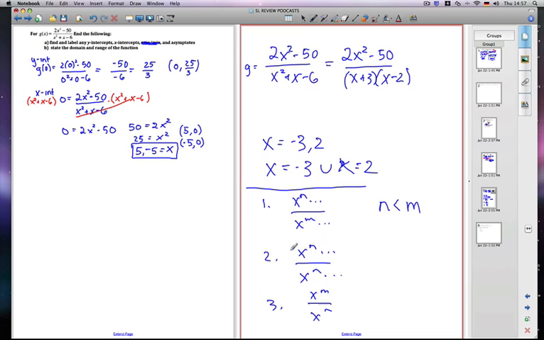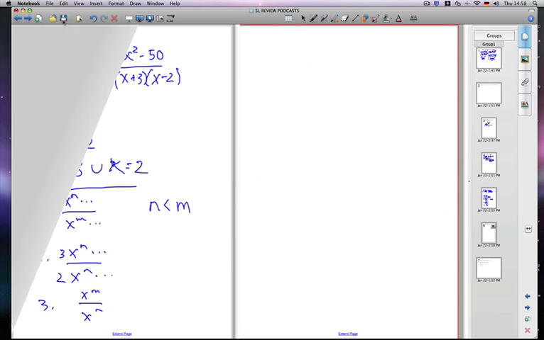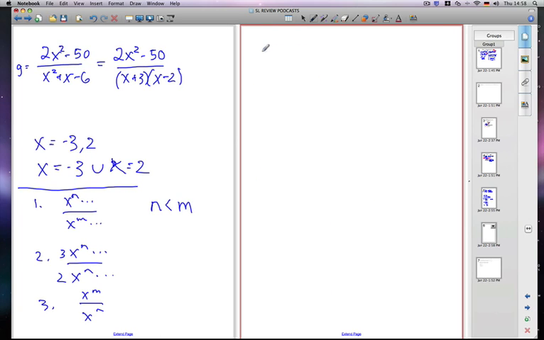And all you do is take the coefficients of the leading term. So if this is a 3 and this is a 2, then our asymptote is 3/2. Okay. In this case, our leading coefficients are 2 and 1. So our y asymptote, the line that it approaches, is y equals 2. Done. And that's it. Good.